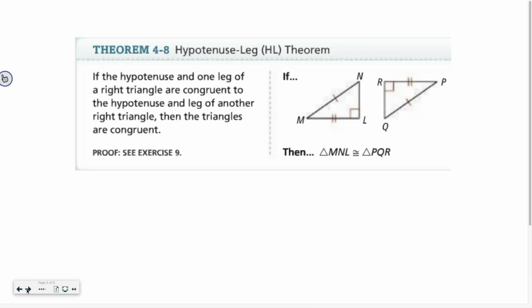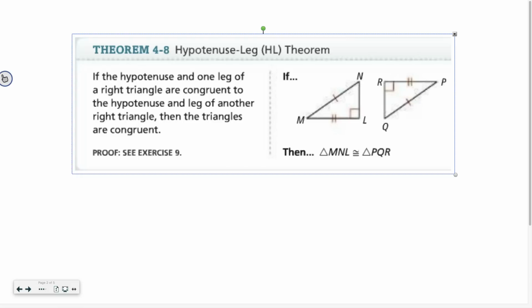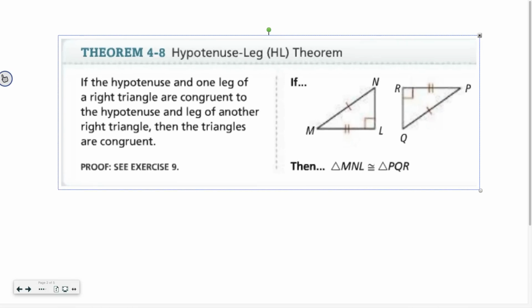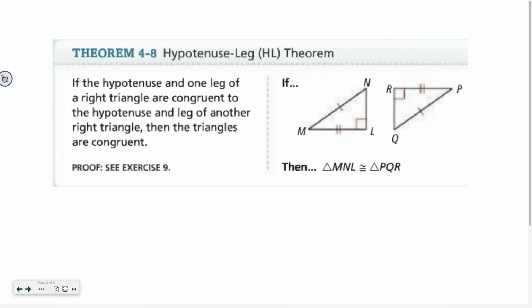So we are going to add a theorem to what we have already talked about in Chapter 4, and this new theorem only applies to right triangles, and it's called the Hypotenuse Leg, or you can abbreviate it HL, theorem.